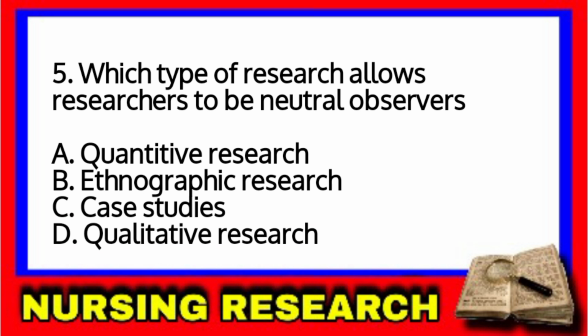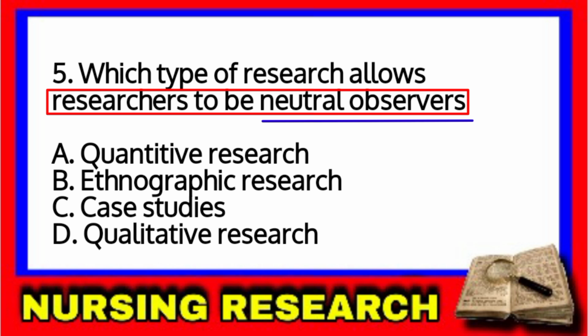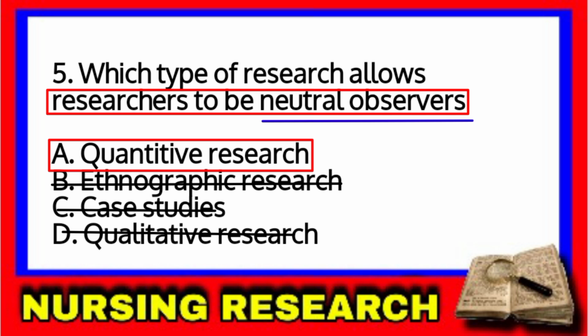Then next, for question number 5, which type of research allows researchers to be neutral observers? A. Quantitative research, B. Ethnographic research, C. Case studies, or letter D. Qualitative research. So hinanap po natin dito yung researcher daw ay neutral observers. So dito sa ating question number 5, napaka-obvious po ng ating sagot. Okay? So if the researchers are neutral observers, it refers to your quantitative type of research. Okay? So quantitative research is the correct answer here. So letter A is the correct answer.